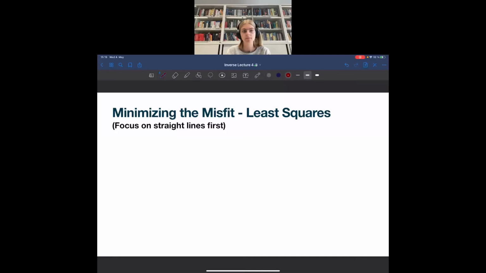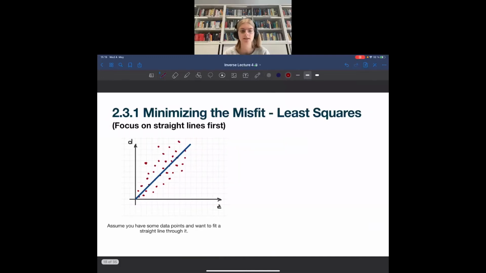So when we talk about fitting data to a line, let us look at the left picture here. Assume you have plenty of data points that are depicted here in red, and that you want to fit a straight line through them, depicted here in blue. So this is basically our aim. We would like to fit it as good as possible.